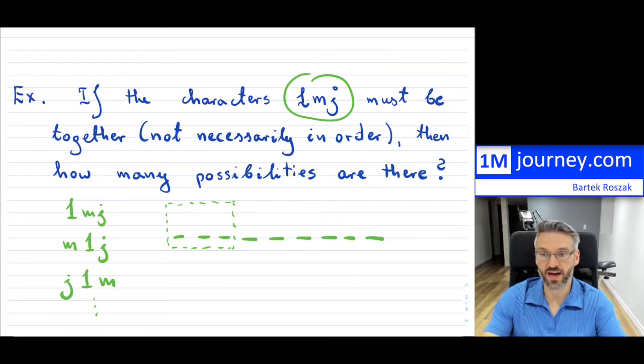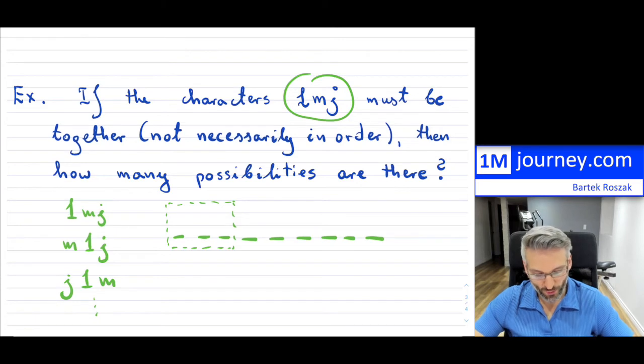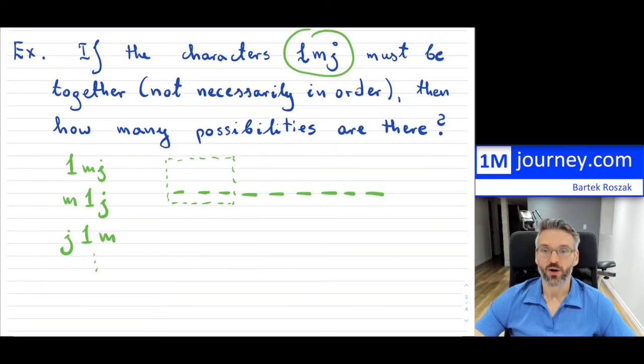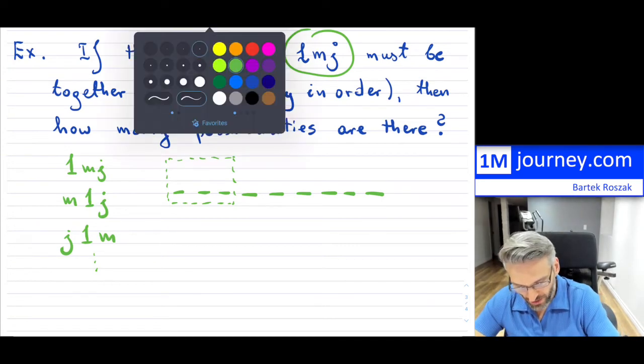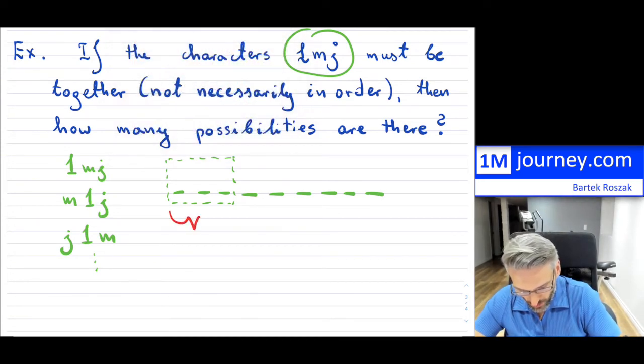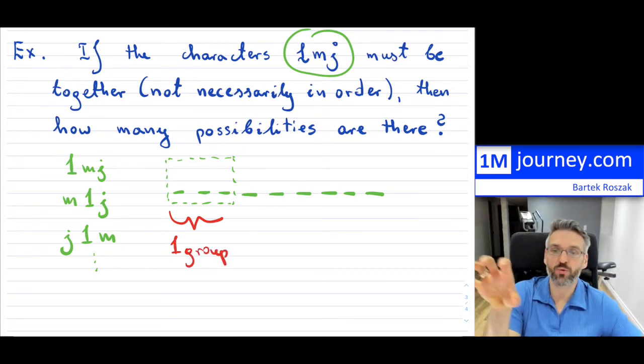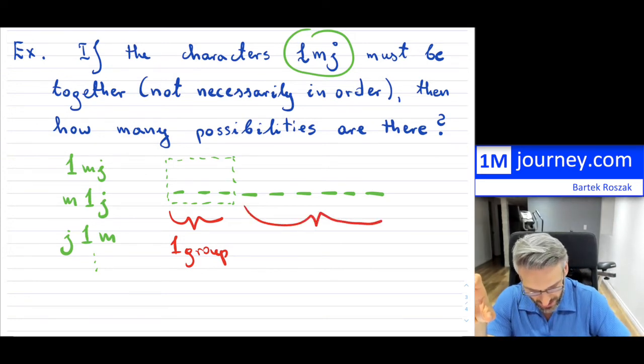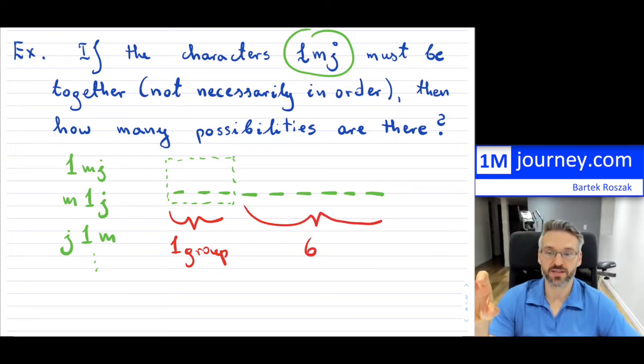Because it's not 9 factorial anymore, since these have to be together. The way to approach this is you can ask yourself first, since these have to be grouped together, make this one group. So this is one group. And then where will it fall? Well, here I still have 6 other possibilities.